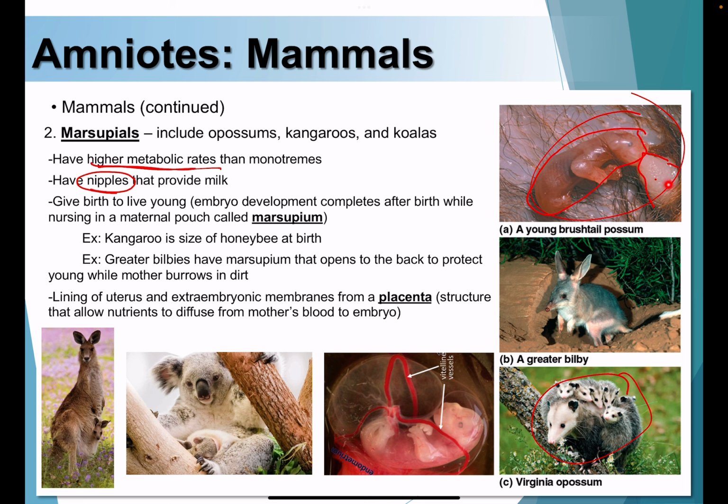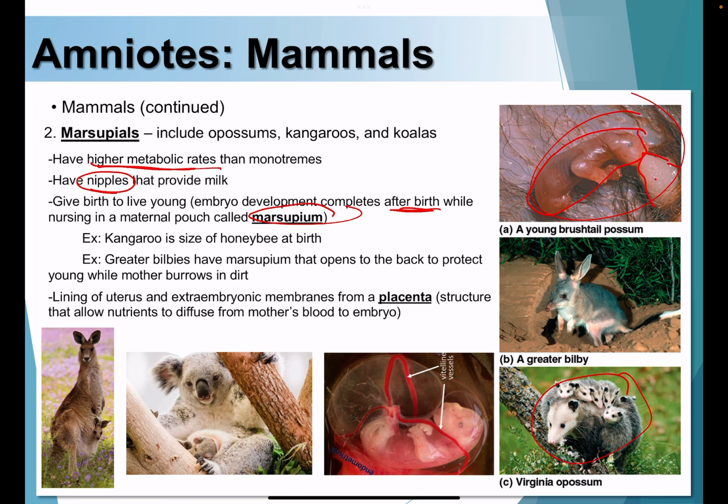Now, you see how fleshy and pink this baby animal is. It's because it's almost like it's still in the embryo stage. Marsupials tend to give birth to very young embryos before they complete their development. So for these marsupials, development of the baby is only completed after birth, while they are still nursing within the maternal pouch of the mom. This particular pouch within the body of the mom is called the marsupium.